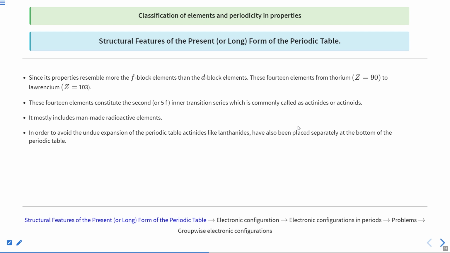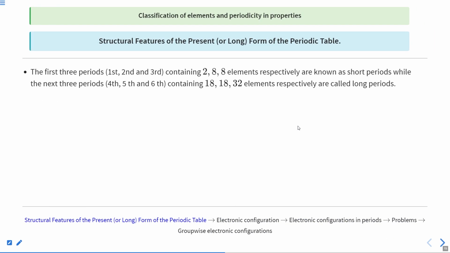Now, in order to avoid undue expansion of the periodic table, actinides, like lanthanides, have also been separated at the bottom. To make it look more decent, we have placed them in a separate panel at the bottom. Also, since they include the filling of the f orbital, they have different properties, so we cannot place them anywhere in between, and for that reason we have placed them in a separate panel in the bottom section of the periodic table. Clear?